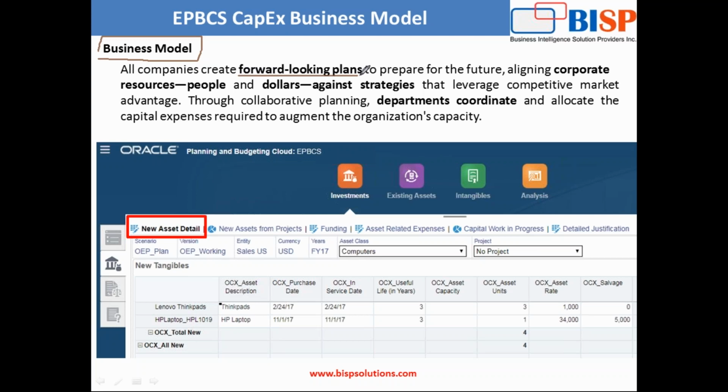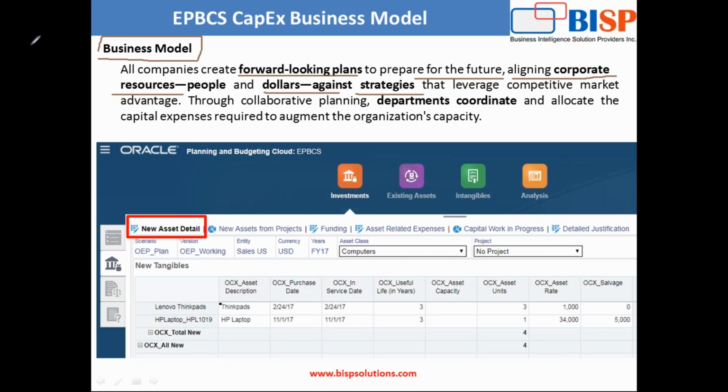The overall objective of planning is creating a forward-looking plan to prepare for the future, and your organization's strategy should align with this. So you align corporate resources, you align your dollar amount against your strategy. So if your organization says we want to be number one in manufacturing goods for, let's say, ballpens, that is the strategy decision of an organization to be number one in producing a ballpen.